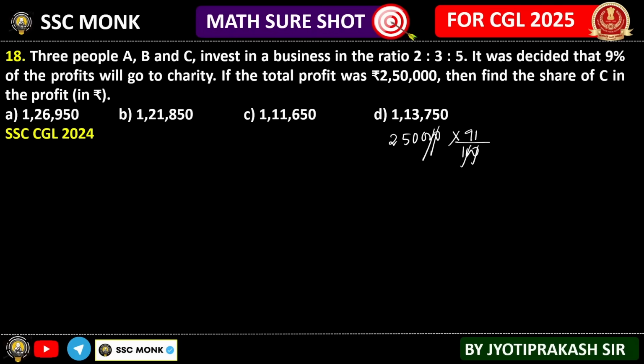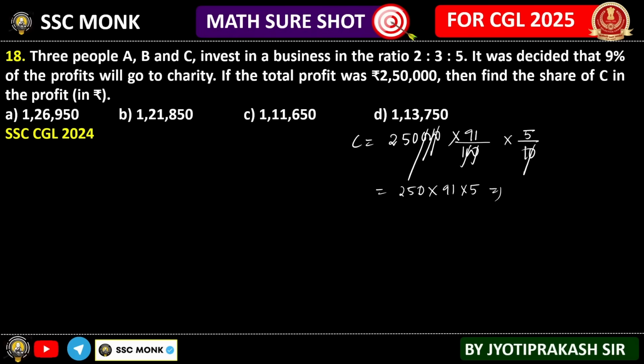Out of the total profit, it will be distributed this way. That is 2 plus 3 is 5, plus 5 is 10. But out of 10, 5 parts will go to C. So C's share is this much. Now one more zero is gone. So 1250 into 91 into 5 will be my answer.